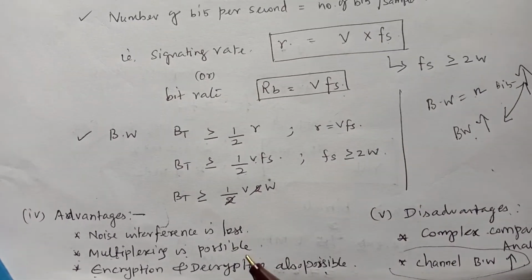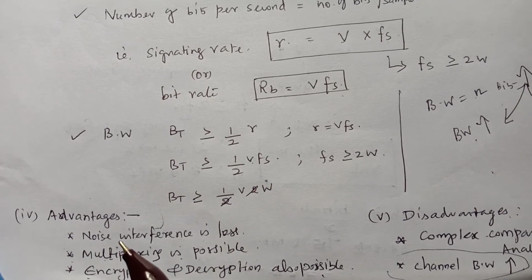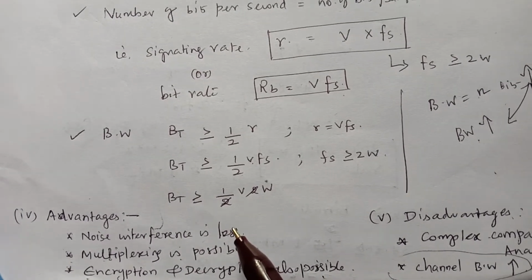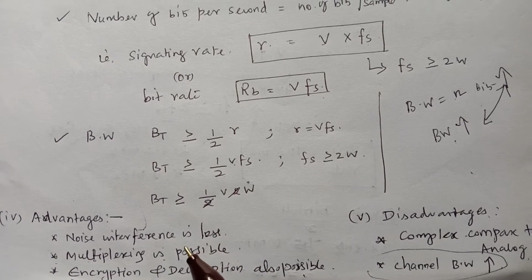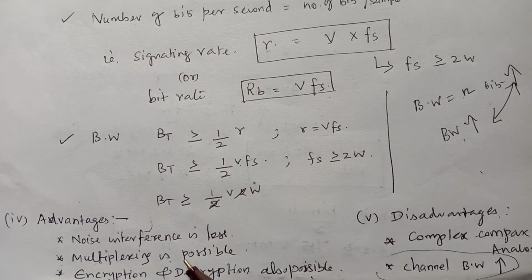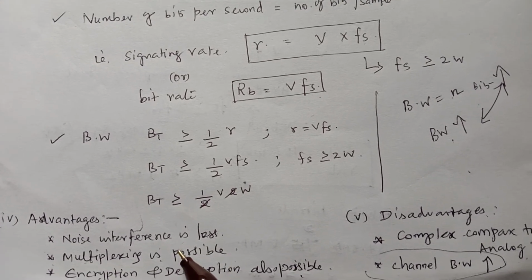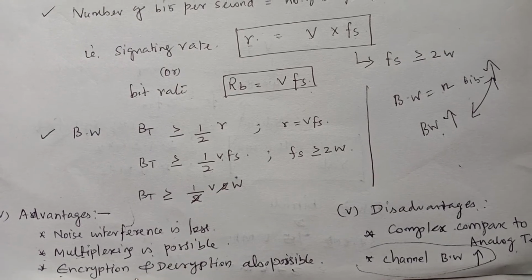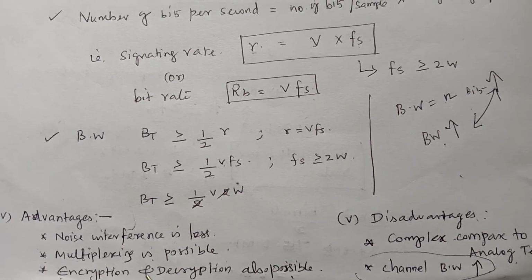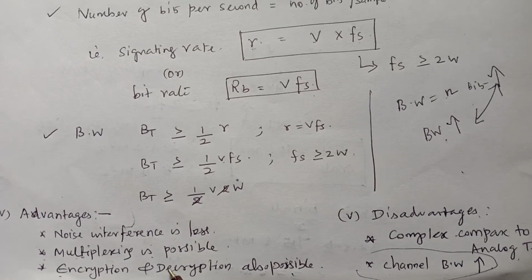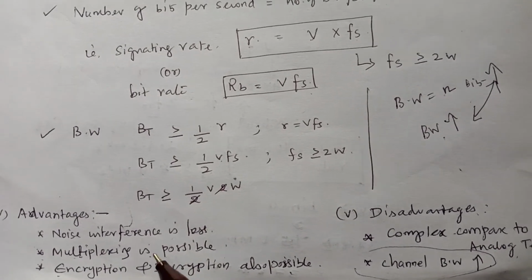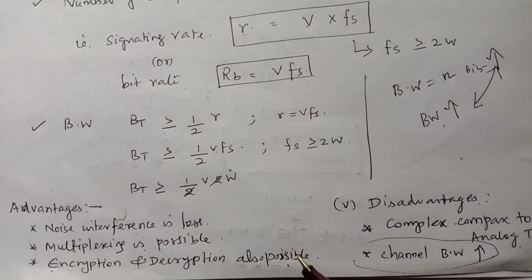So now the advantages and disadvantages of the PCM technique. Noise interference is very less, because it is a digital modulation technique. There is no chance to add noise during the signal transmission. Second, multiplexing is possible, because we can multiplex two or more signals easily. Also encryption and decryption are possible, because on the transmitter side we have used the encoder, and on the receiver side we have used the decoder. Similarly, it is possible for encryption and decryption.